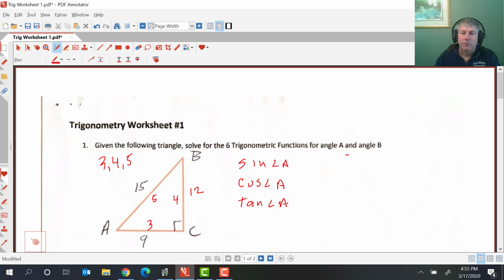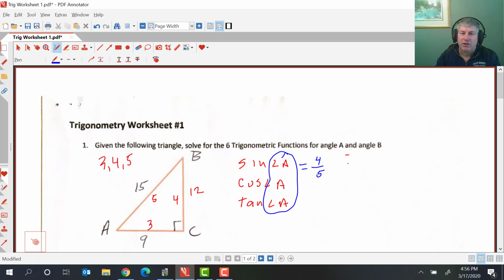One of the things that was missing was many of you were not indicating which angle you were working from. So you do have to tell your reader what angle you're working from. So sine of angle A, sine is opposite over hypotenuse. If we work from A, the opposite is 4, the hypotenuse is 5. So the sine of angle A is 4 over 5.